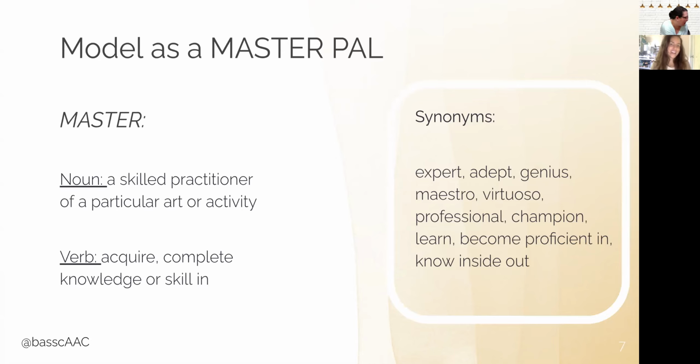All right, so let's take a minute and break down master pal. So there are two parts to that. The first is master. If you look at the definition of that, that means you're becoming a skilled practitioner in an activity or with a skill set. If you think of it as a verb, it means you're acquiring skills, you're becoming knowledgeable in. So this is where we are learning these strategies and these instructional approaches. We're becoming very adept in them. We are becoming an expert in them, right?